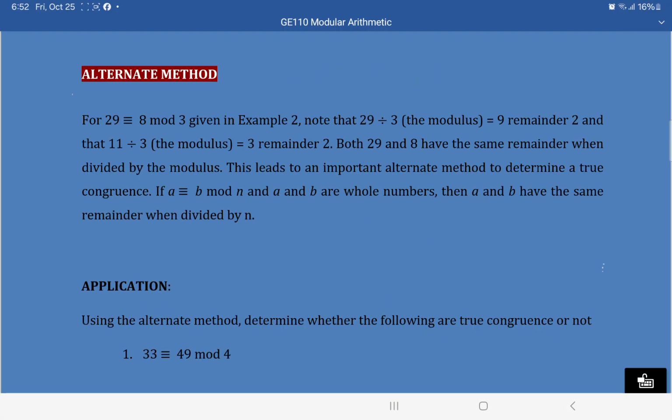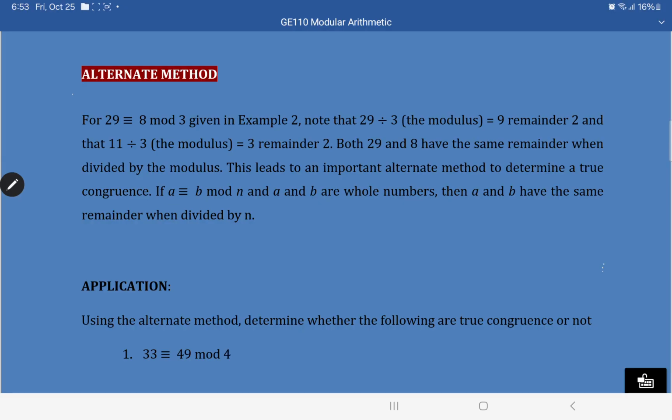We have an alternative method to find whether a congruence is true or not. So for our example, where 29 is congruent to 8 modulo 3, when we divide 29 by 3, we have a remainder of 2. And then if we divide 8 by 3, there is also a remainder of 2. So here, this is the alternate method. If a is congruent to b modulo n and a and b are whole numbers, then a and b have the same remainder when divided by n.